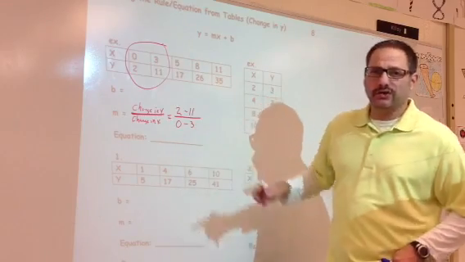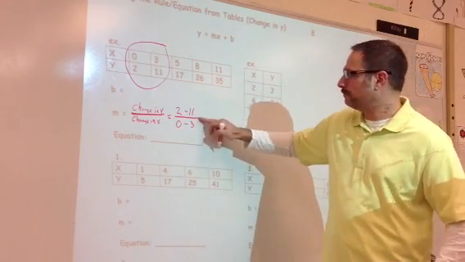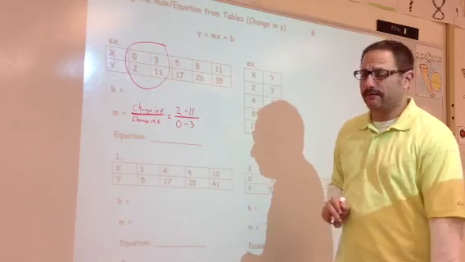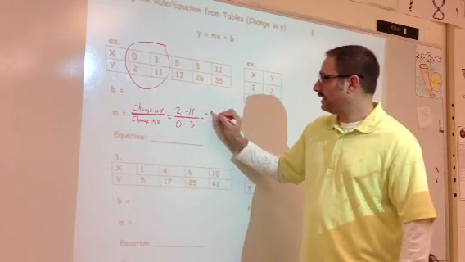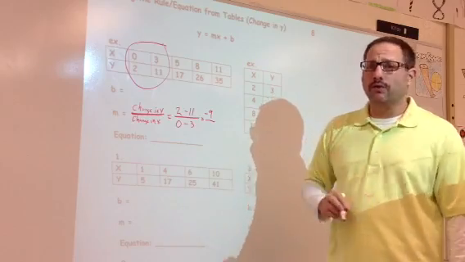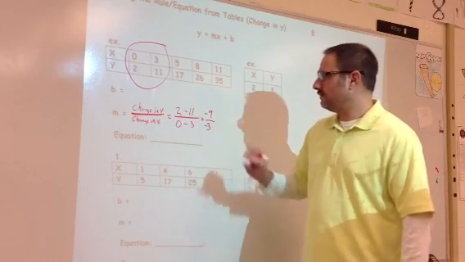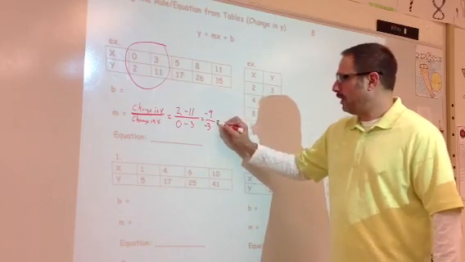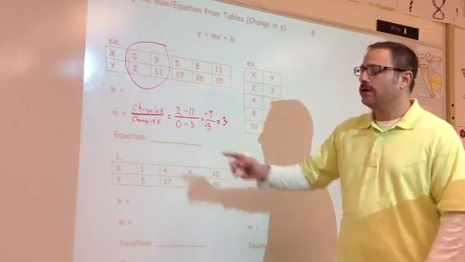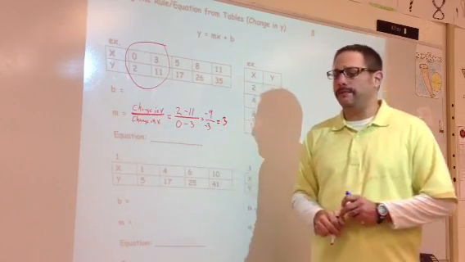Now, I recommend that you use a calculator at this point, just to make sure that you don't lose track of negatives. So the first thing I do is 2 minus 11, which is negative 9, over 0 minus 3, which is negative 3. Now, this actually can reduce down to a positive 3. Okay? So my m in this equation will be a positive 3.